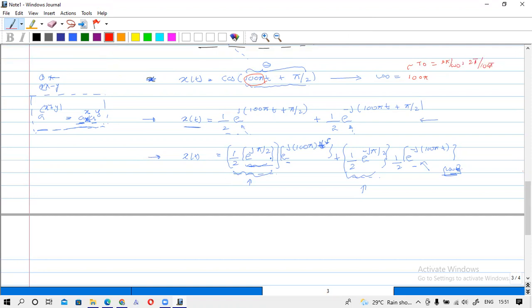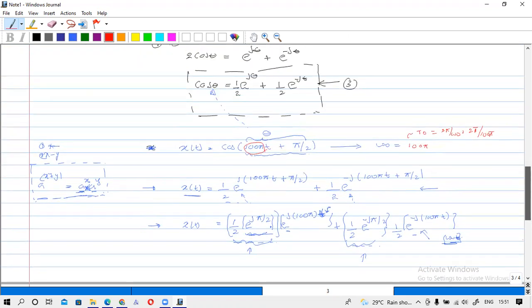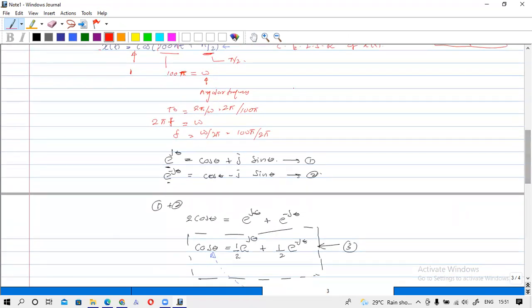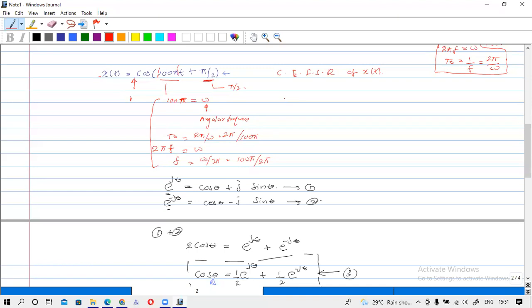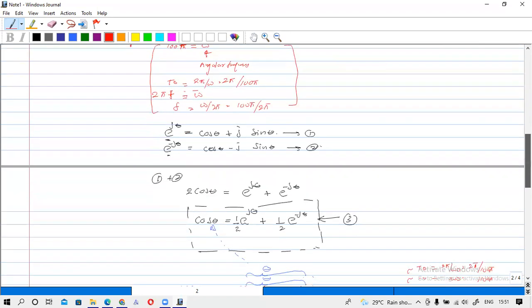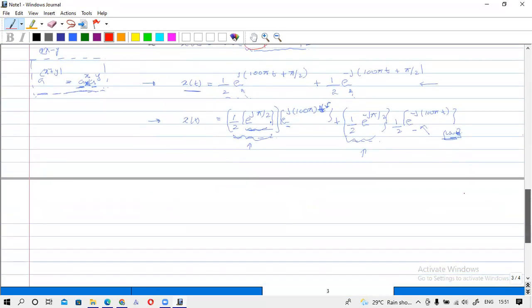I have already told you here. This is our T naught and this will be our omega naught, that is 105. So this will be your omega naught in this case also, and this case also.